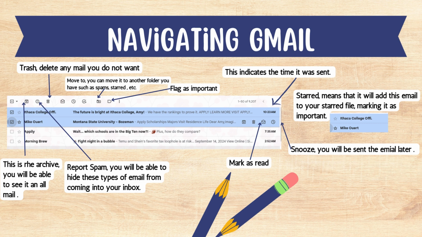The button next to that is the archive. You'll be able to see it in your all mail. Then we have this little circle with a little exclamation mark in the middle. That means report spam. So you'll be able to hide any type of mail coming into your inbox from people you don't know, or businesses you don't want emails from. And next to that is the trash. This will just delete any mail you do not want.